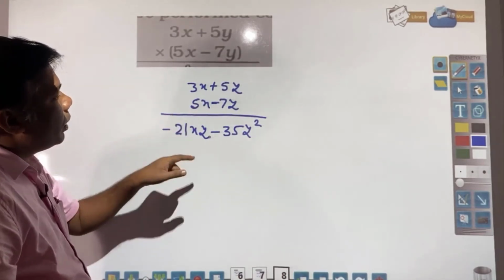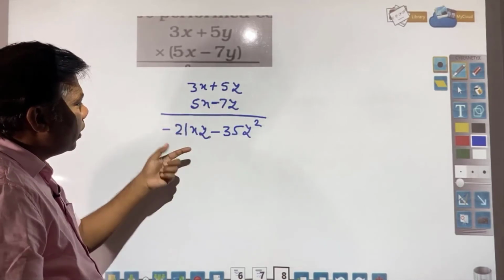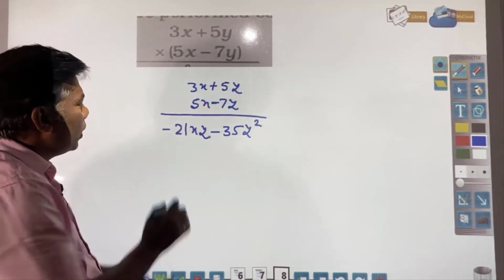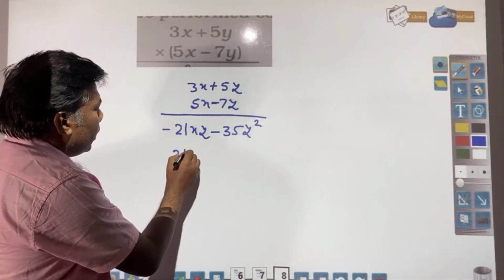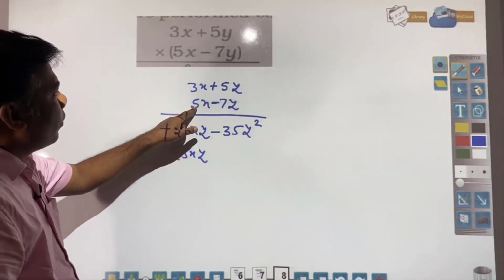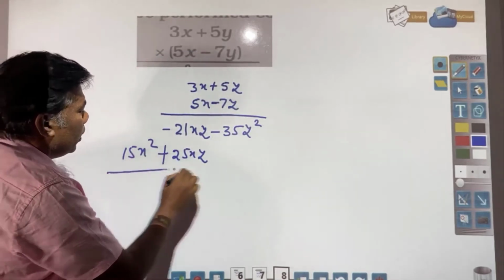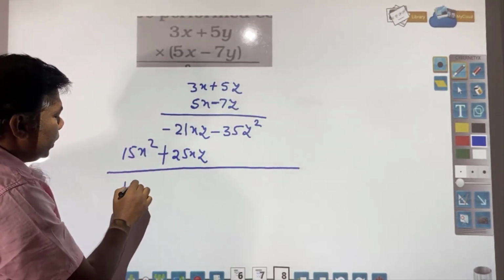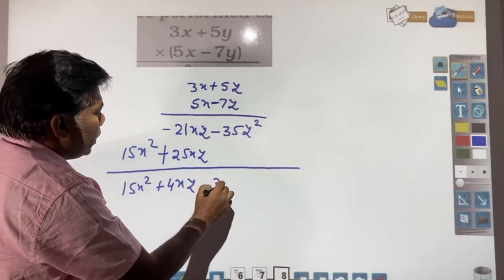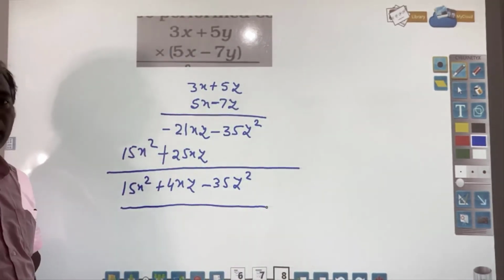Now with 5x you multiply. 5x into 5y, 25xy. So below the xy term you need to write this one. So you will get 25xy, and this will be with plus sign. 5 3s are 15, 15x square. Now you add this: 15x square plus 4xy and minus 35y square. So in this way also it can be multiplied.